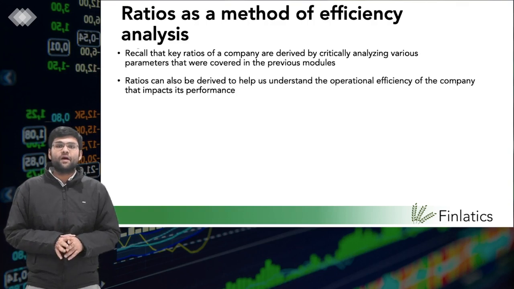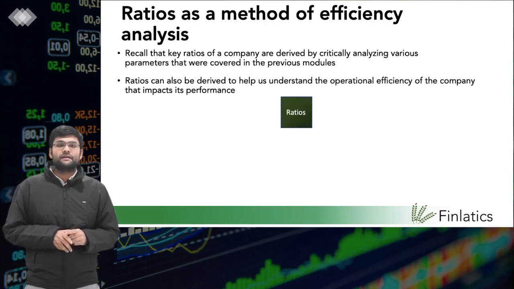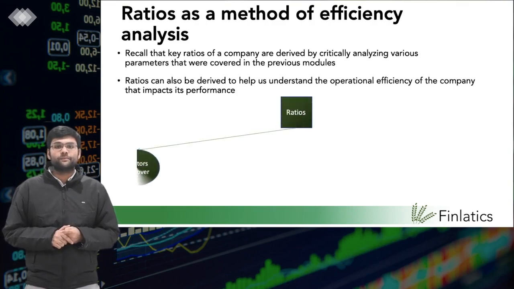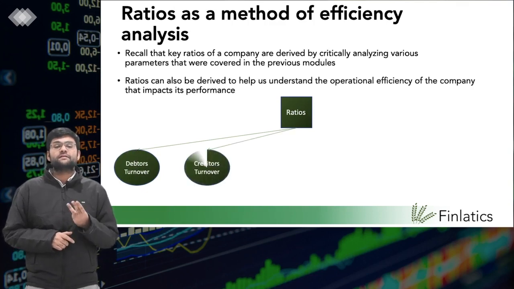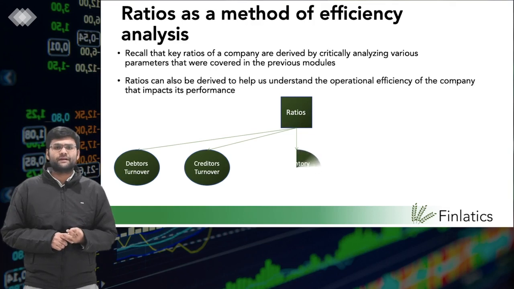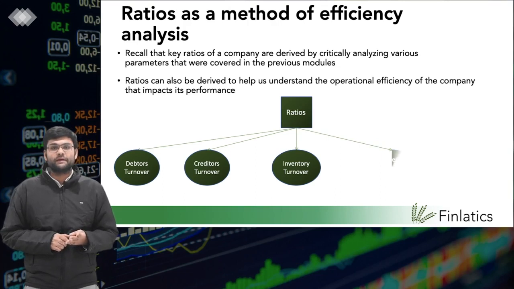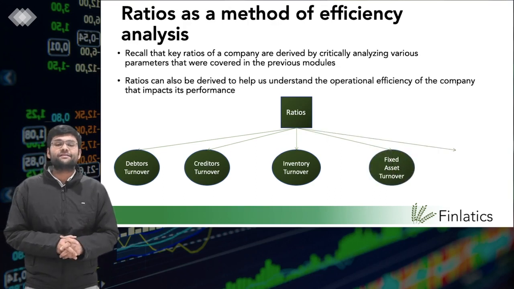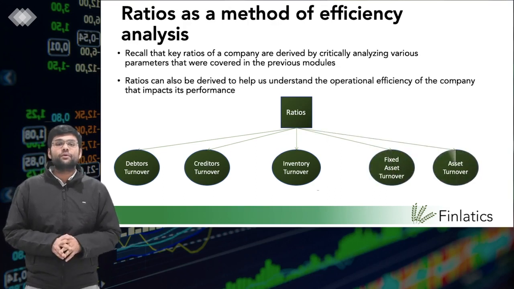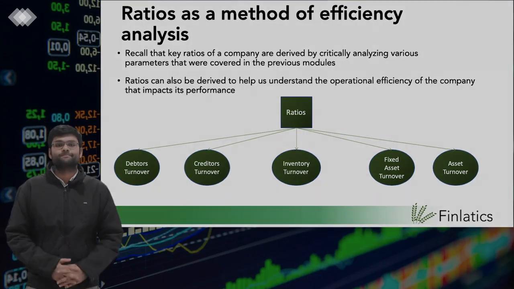Operational efficiency of a company can be determined using the following ratios. The first one is debtors turnover ratio. The second one is creditors turnover ratio. The third one is inventory turnover ratio. The fourth one is fixed asset turnover ratio. And the fifth one is asset turnover ratio. We would be going over these ratios in the order that we have mentioned them here.